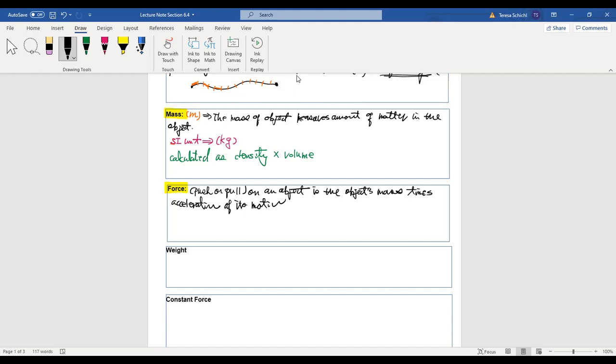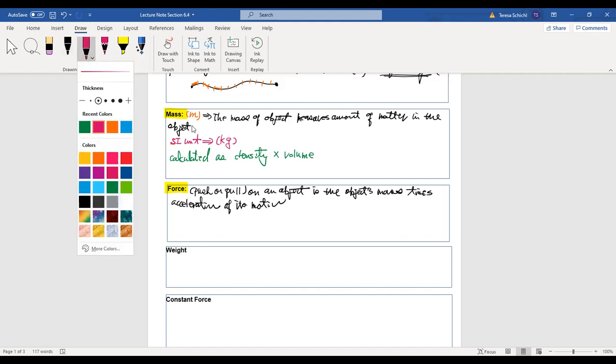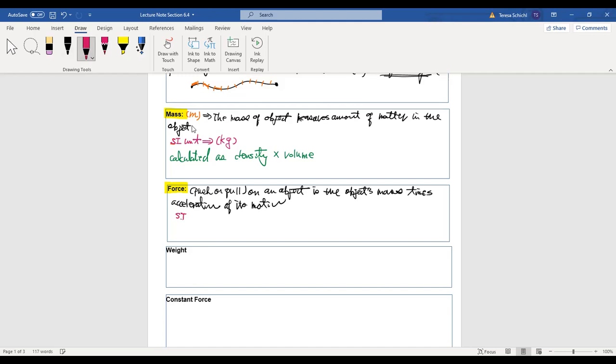Okay, so now let's take a look at what the SI unit is here. For force, the SI unit typically used is the newton. So we say it's the Newton. The way we define the newton is that 1 Newton is 1 kilogram times meters per second squared, because it's an acceleration.